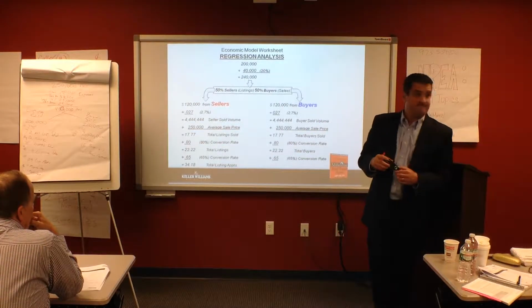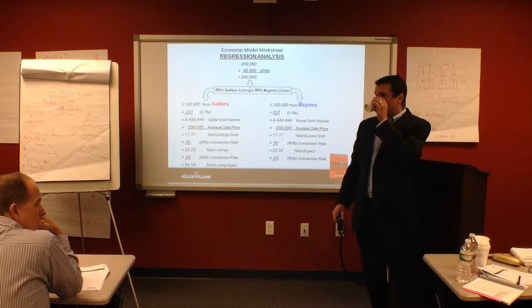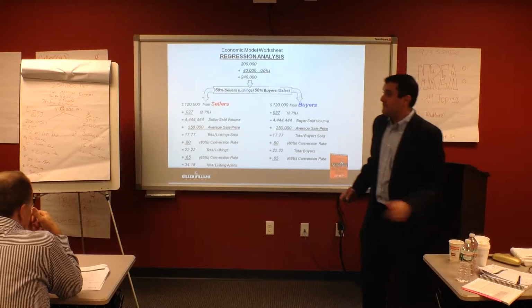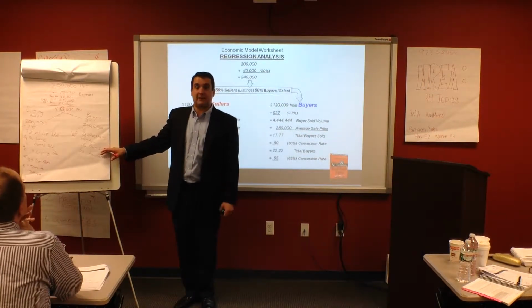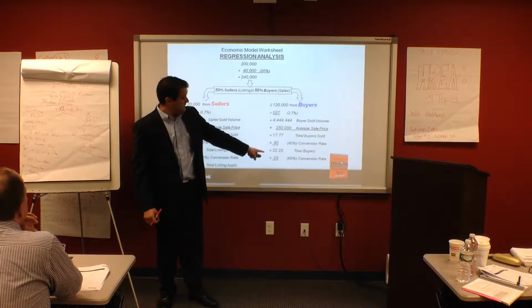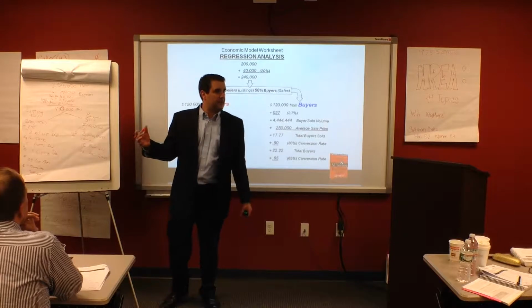Okay, thank you. 20 buyer listings or 20 buyer contracts taken based on an 80% conversion rate. So if you take 20 buyer agency agreements, you will close 16 of them. Now, what's 20 divided by 0.65? 30 what?